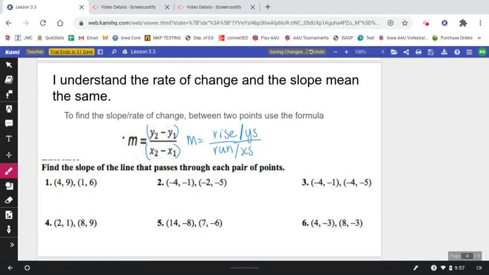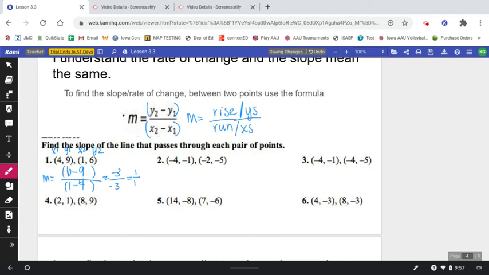Find the slope of the line that passes through each pair of points. So what I like to do is set them up as x1, y1, and then above the other one, write x2, y2. So then I can easily set up my slope formula in my calculator then. So I do y2, which is 6, minus y1, which is 9, over x2, which is 1, minus x1, which is 4. So it would give me negative 3 over negative 3, which is 1 over 1.